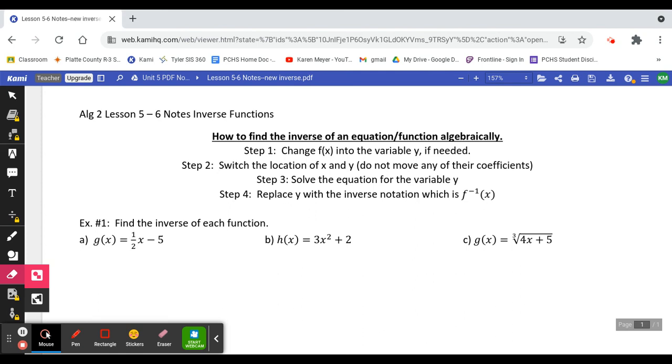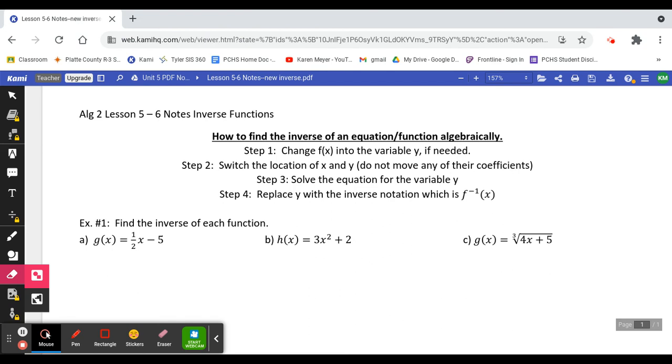Hi, today we're going to be talking about inverses. First thing you need to know about an inverse is what is the definition of an inverse. So if I said, what is the inverse of multiplication, you would say division. Or if I said, what is the inverse of subtraction, you would say addition.